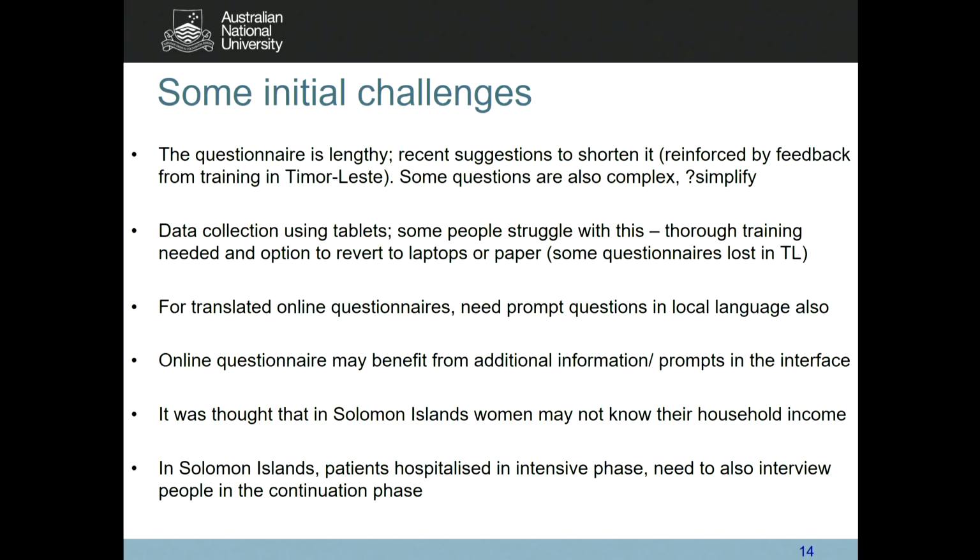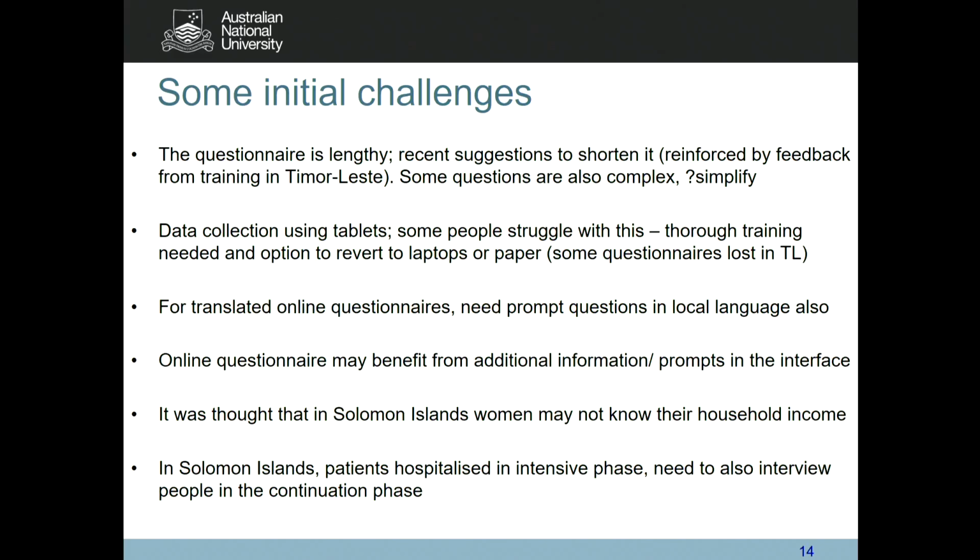For the translated online questionnaires, Susanna recommended that there are prompt questions in the local language, and she also thought that there should be additional prompts on the interface of the ONA questionnaire. Now, an interesting problem, I guess, in Solomon Islands came up that some women may not know their household income. So if we interview a female TB patient, the TB nurses and the staff, when we did the training, thought that some women who are in the house, not earning an income, may not know their husband's income. So they may not know what the household income actually is.